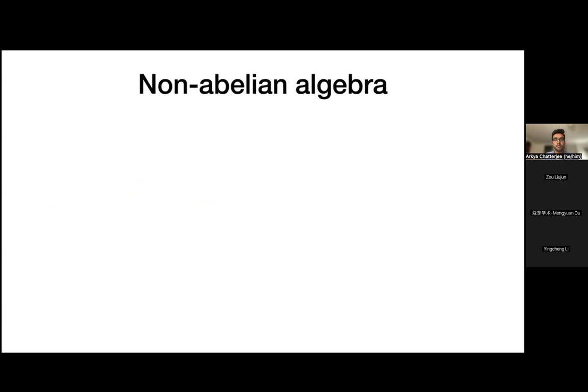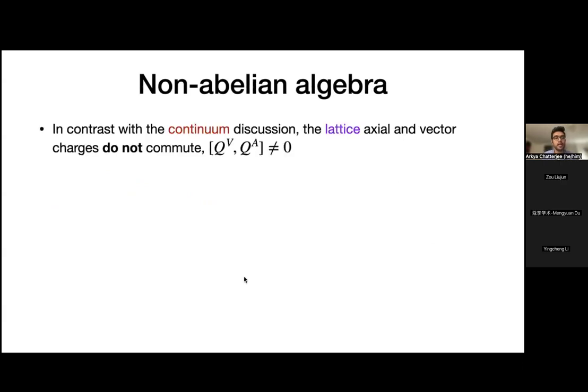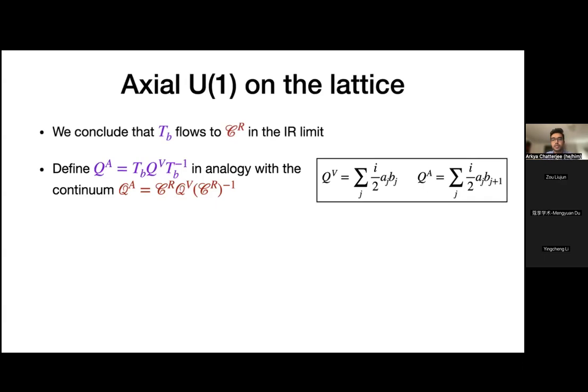But there's a price to pay, and the price to pay is that in contrast with the continuum discussion, the lattice axial and vector charges don't actually commute. So if you take these two expressions here and compute the commutator, you get something non-trivial.